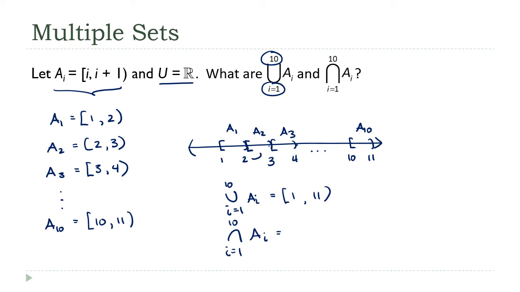2 is in this set, but not that one. 3 is in this set, but not that one. So there are no numbers that are in all of these sets. So the intersection is going to be the empty set.